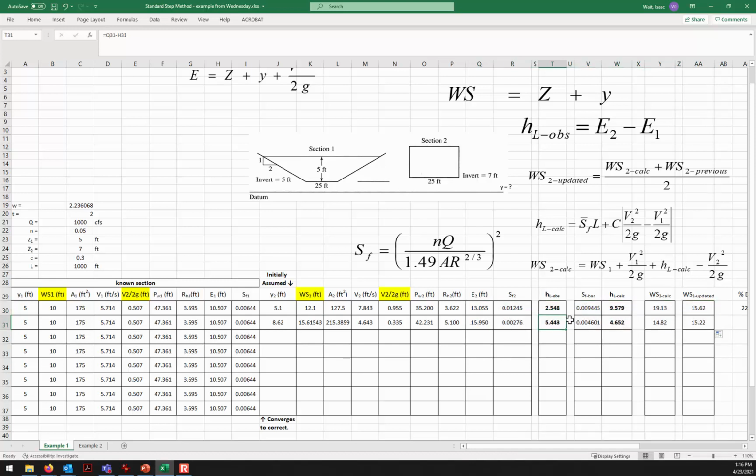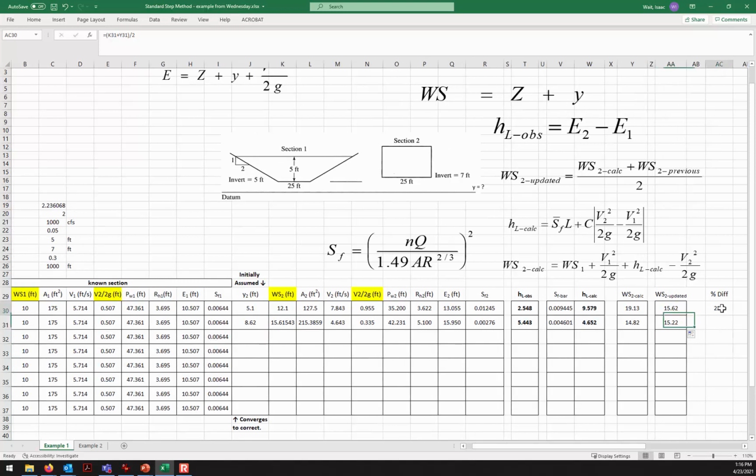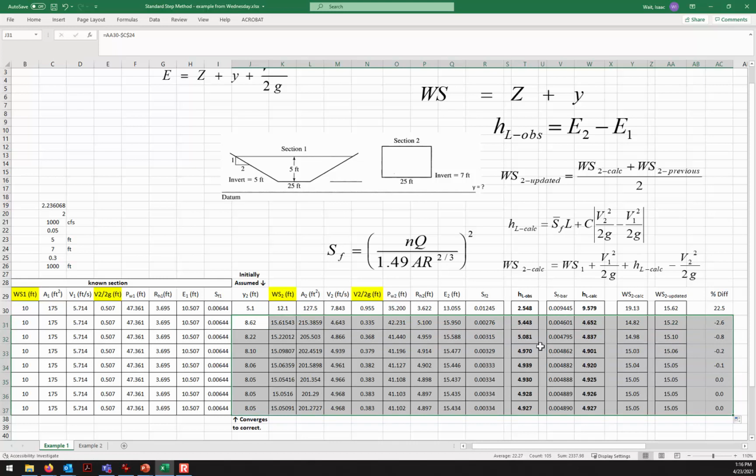The difference between the observed and the calculated head loss isn't as substantial as it was. You also notice our initial guess water surface and our updated water surface are already pretty close, 15.6 versus 15.2. So we're going to see a dramatic reduction in the percent difference term. We're already getting pretty close to convergence. But I can select all of these and drag down through as many iterations as I want. I don't need to go that many because it gets down below 1% after the third iteration.